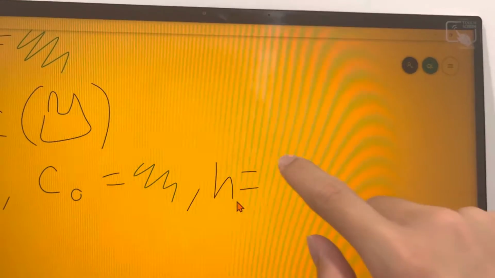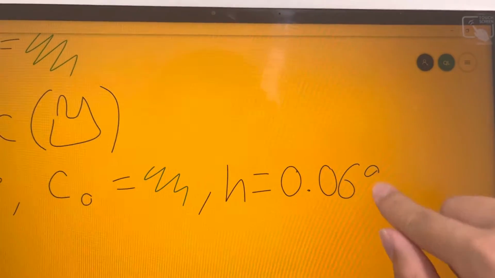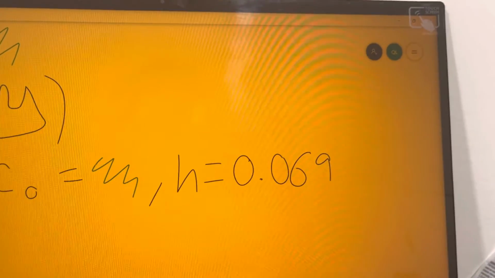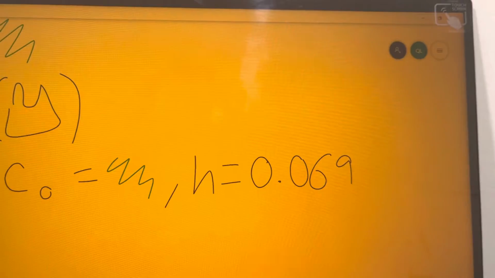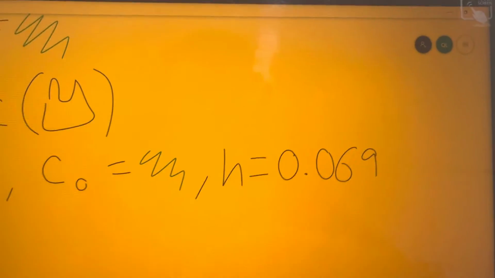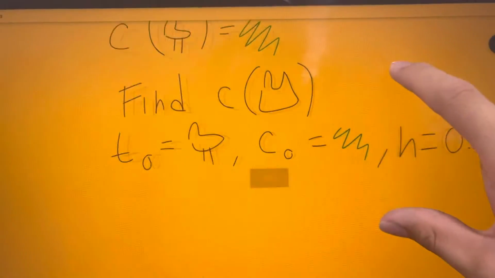For me, I'm going to pick 0.069. That's our H value. Our approximation should be pretty accurate, because this is indeed a small value between 0 and 1, definitely a lot closer to 0. So that's our step size. And now that we have everything, we can just plug it all in.